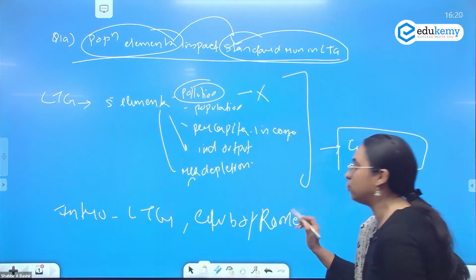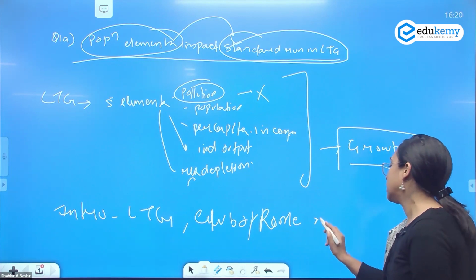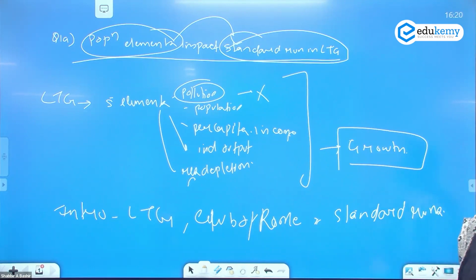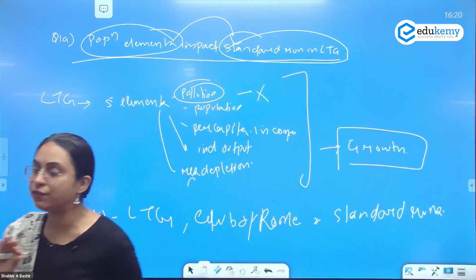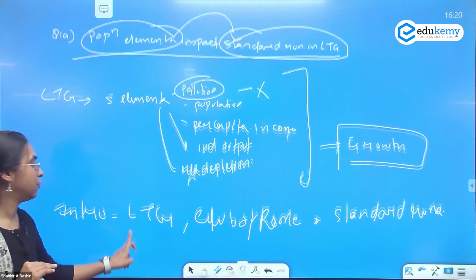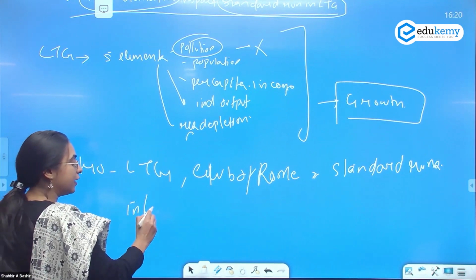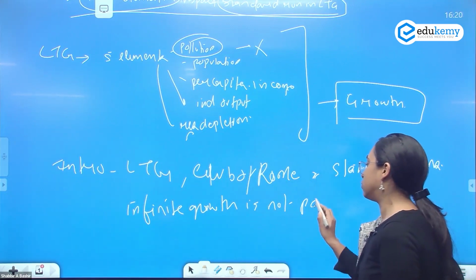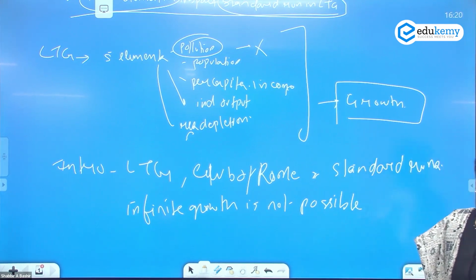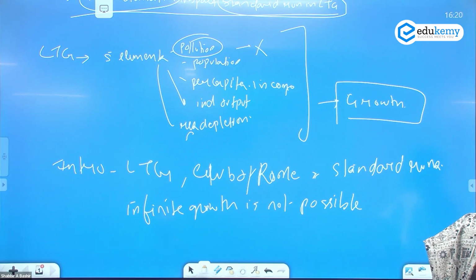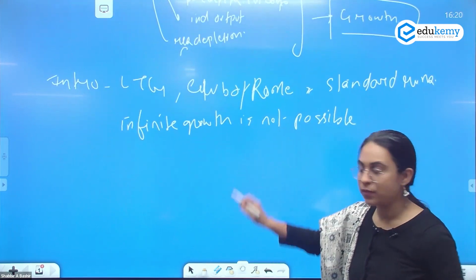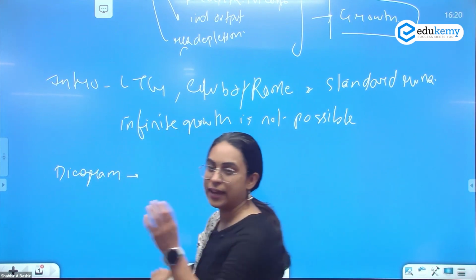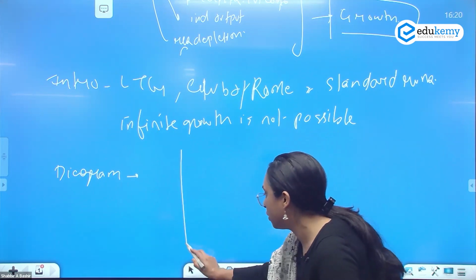I can mention about Club of Rome, Limits to Growth, and that there were standard runs that were worked upon. These standard runs told us that infinite growth is not possible with finite resources. Infinite growth is not possible. इसके बाद, you can talk about the 5 elements, or you can also show at least एक standard run, जो diagram है in your proper book.